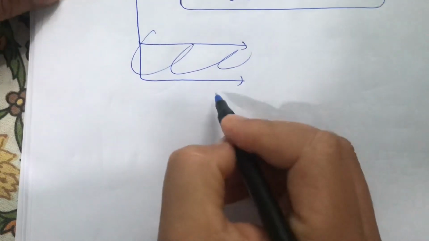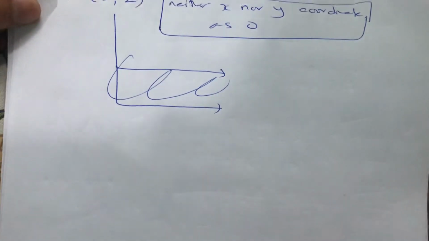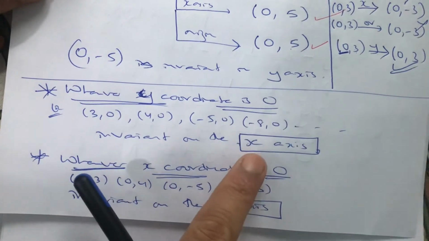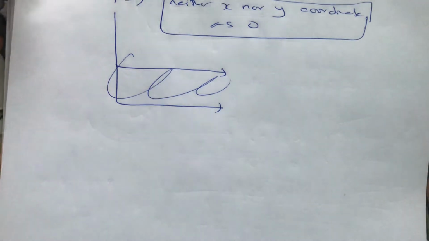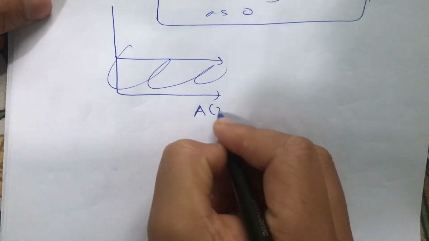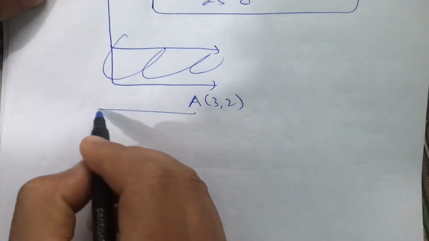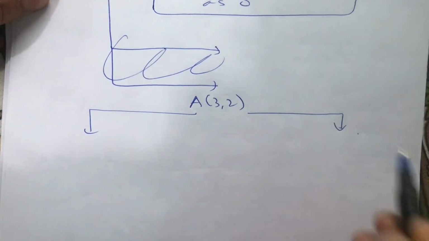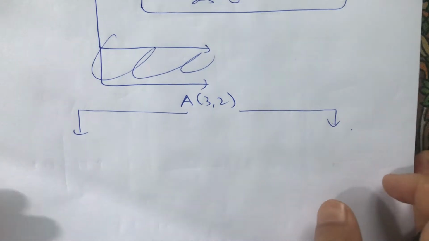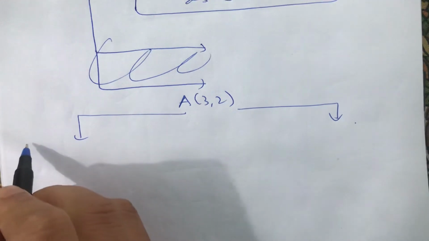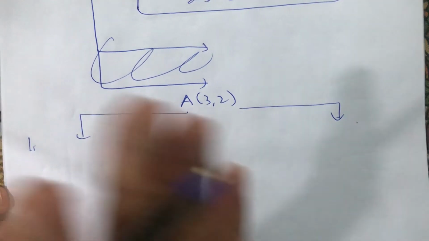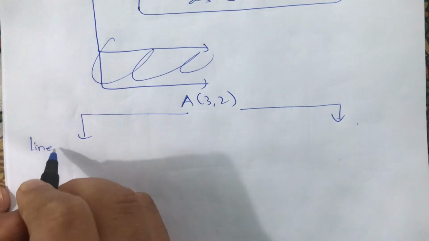The previous ones, where we had y 0 or x 0, are invariant only on one particular axis, either on the x-axis or on the y-axis. They did not have two invariant mirrors or axes. But if I have a point like this, where neither x nor y is 0, then it is invariant on two lines. It will be invariant not on the x-axis, not on the y-axis, but on a line.